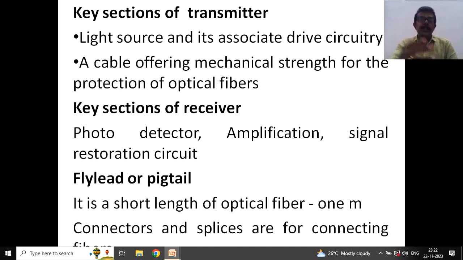So just now I have told you these are the important things. Key sections of receiver: I have told you photodetector, amplification, signal restoration circuit, and here one important component is fly lead or pigtail. In some situations, for small connections, we need a small optical fiber. So we'll call that small optical fiber a fly lead or pigtail. It may be 2 meter length or 1 meter length.